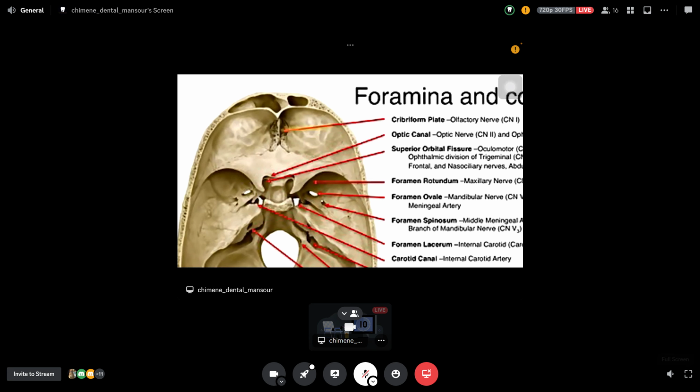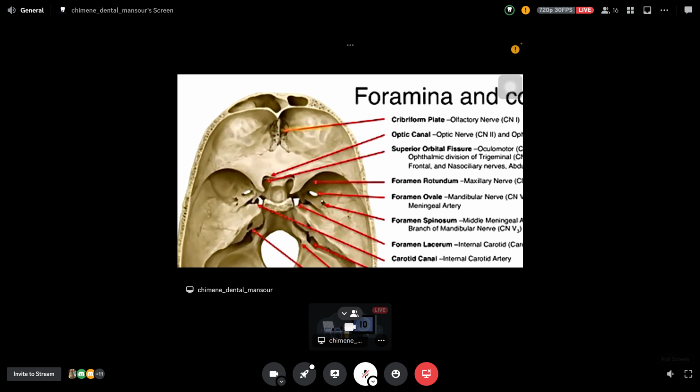Here, between the parts of the sphenoid and the basilar part of the occipital bone, you can see we have what we call the foramen lacerum. In the foramen lacerum, you have the location of the internal carotid artery, so the ICA.